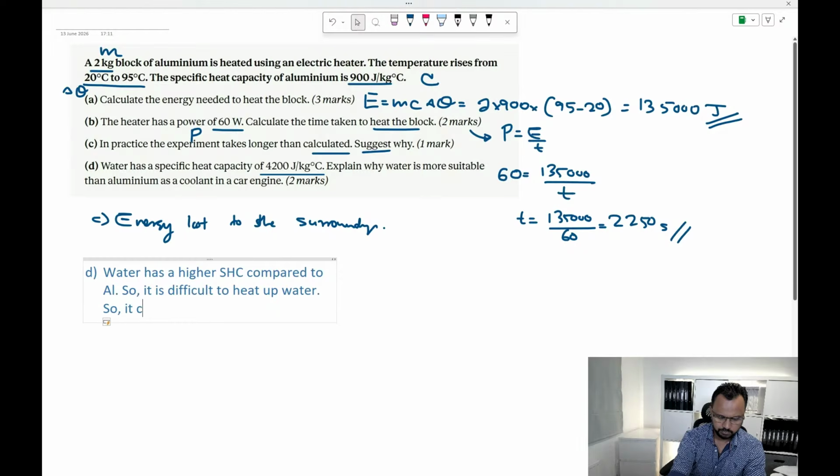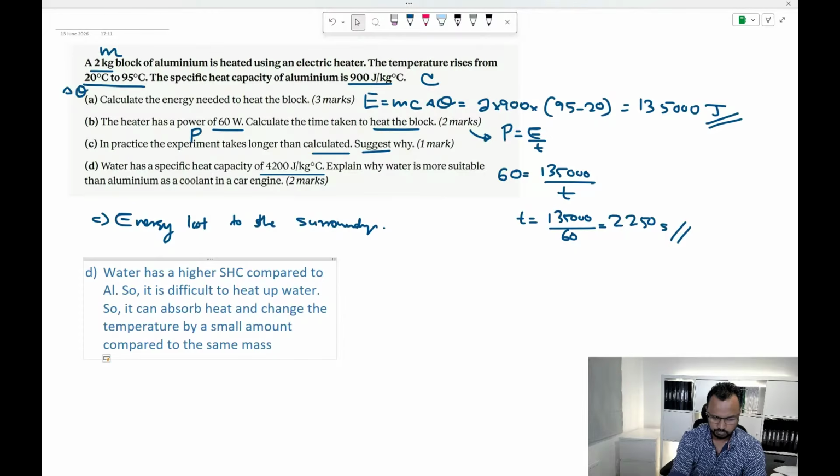So it can absorb heat and change the temperature by a small amount compared to the same mass of aluminium. See, if you have 10 kilograms of aluminium and 10 kilograms of water, water can take a lot of energy before it goes up 1 degree, whereas aluminium will heat up quickly. Yeah?